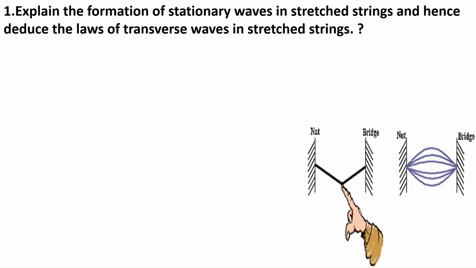Explain the formation of stationary waves. We need to explain the formation of stationary waves in a stretched string, and hence deduce the laws of transverse waves in this stretched string. If these are the two ends, one is the nut and another one is the bridge, and in between these two there is a string. If you pluck it in between these two, then it will start to create nodes and antinodes with different overtones. This is the formation of stationary waves in the stretched string.